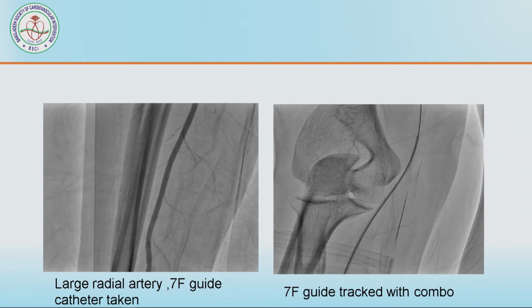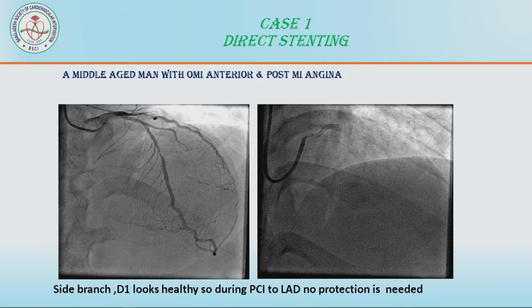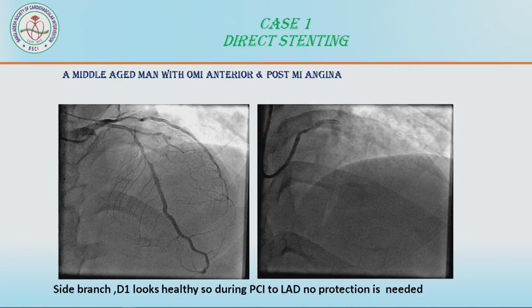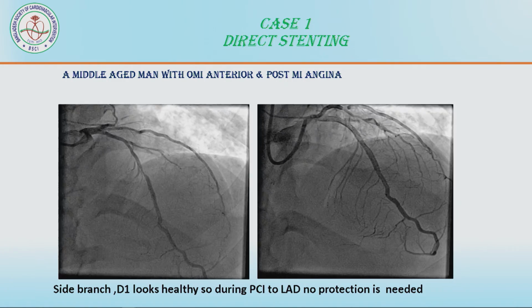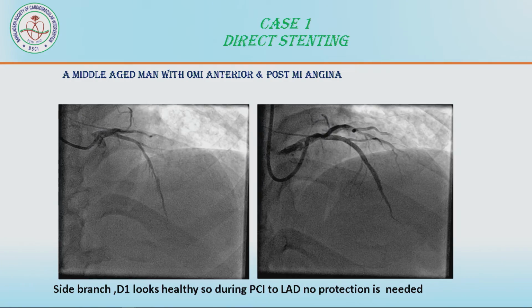Now let's see a couple of cases. So here is a direct stenting. The side branch D1 ostia looks healthy, so during PCI to LAD no protection is needed. So this is the stenting, direct stenting done.